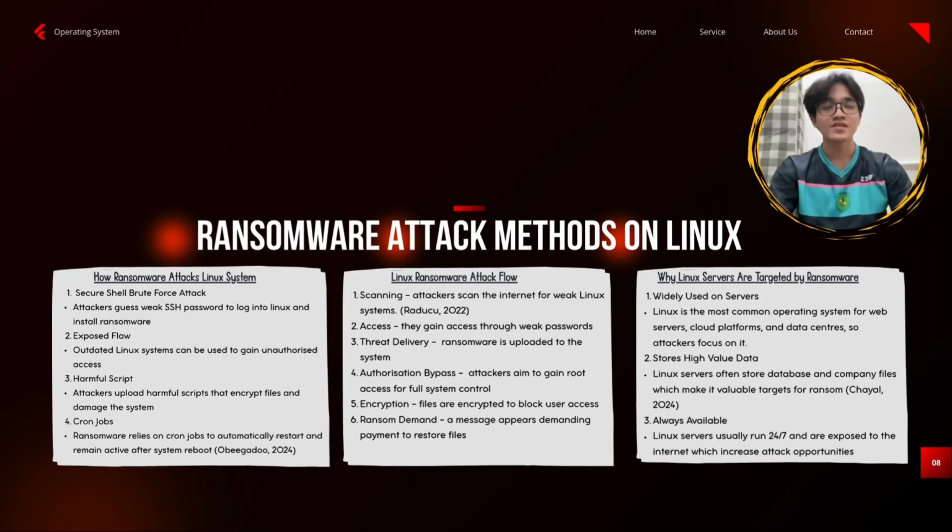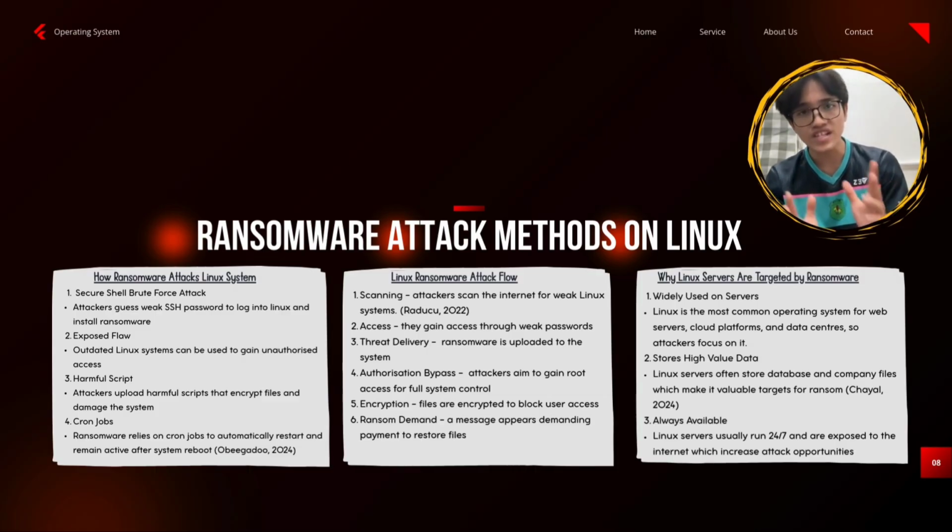Thank you. Okay, first of all, I will be going over the main ways ransomware can attack a Linux system. One common method is through secure shell brute force attacks. Attackers repeatedly guess weak secure shell passwords, and once they get in, they can install ransomware on the system.